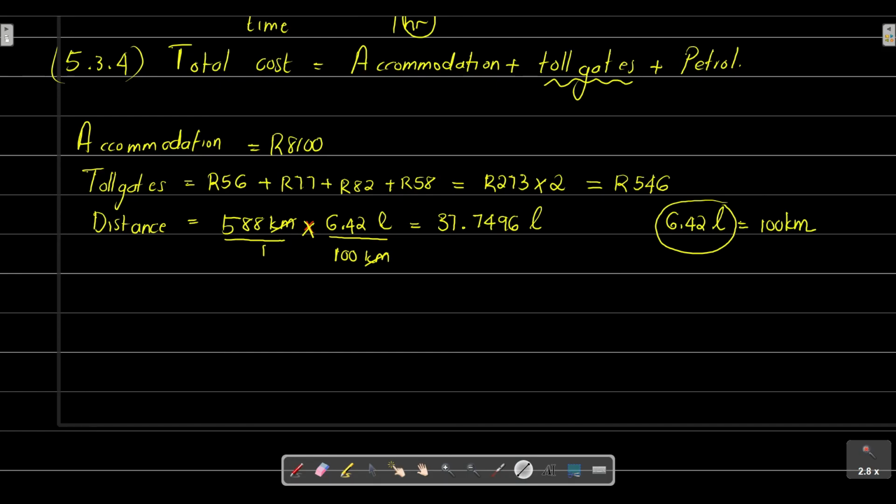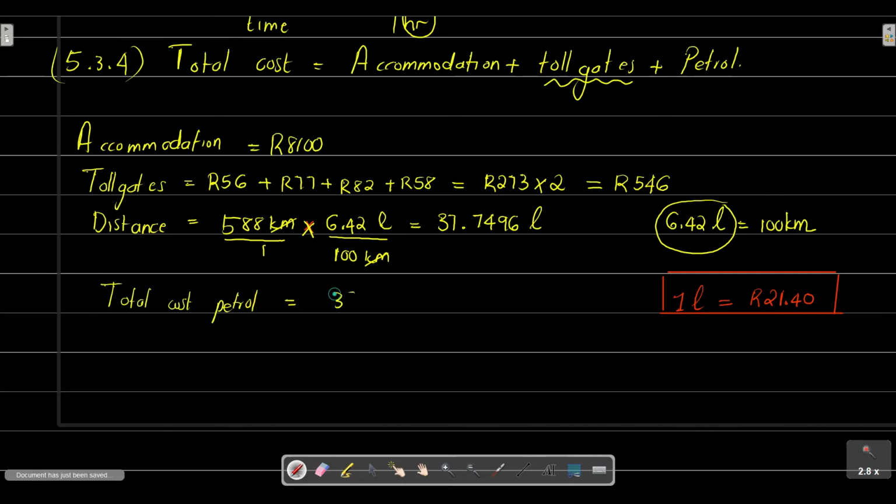We know that 1 liter costs 21 rand and 40 cents. Okay, so now we want to determine the price or the cost for using 37.7496 liters. So the total cost for petrol is going to be, we're going to take that 37.7496 liters. Okay, then still, guys, multiply by what you want.